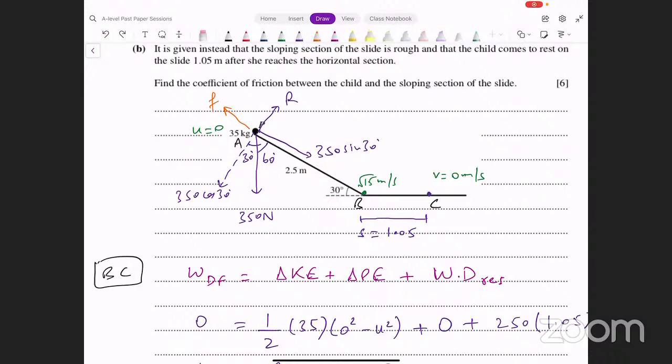Now we've got all the forces resolved. We've got some forces that are acting parallel to the surface. एक ये force है, एक ये force है. We've got some forces that are acting perpendicular to the surface. We've got this force R and we've got this force 350 cos 30. ये दो forces हैं हमारे पास दोनों sides के ऊपर.